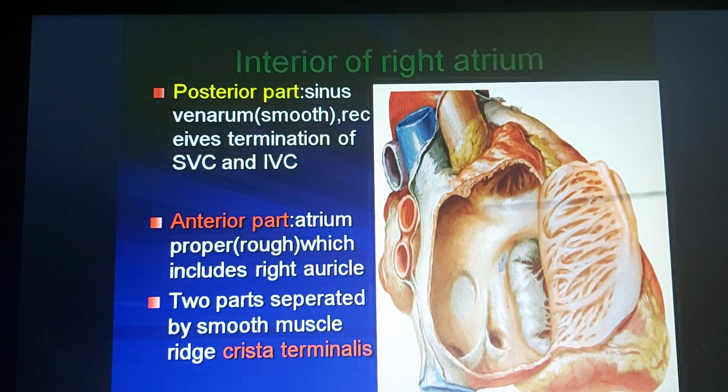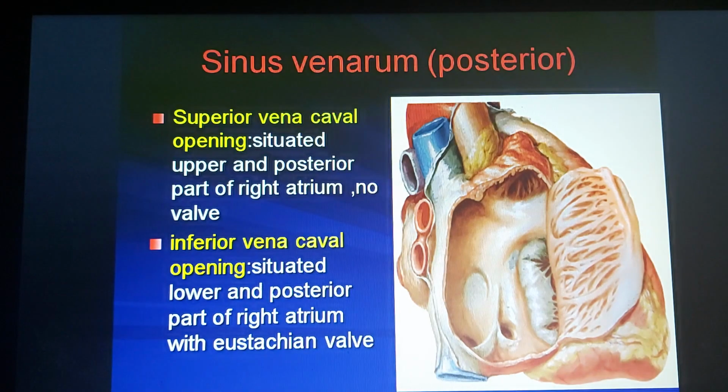These two parts, anterior and posterior, are separated by a smooth muscle ridge called the crista terminalis, which coincides externally with the sulcus terminalis.